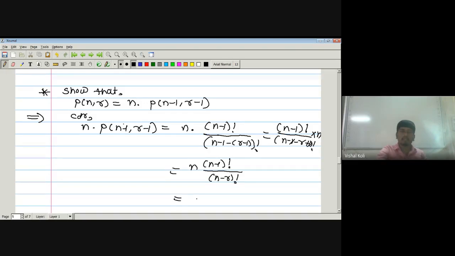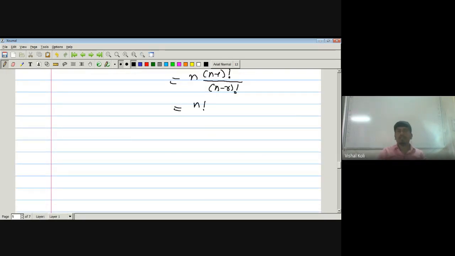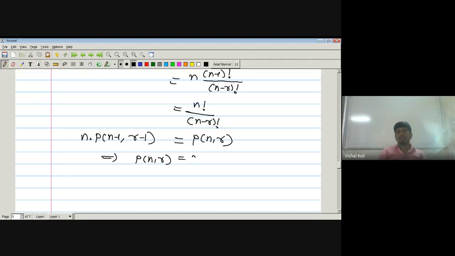But n into (n minus 1) factorial is nothing but n factorial divided by (n minus r) factorial. But n factorial divided by (n minus r) factorial is nothing but the permutation of n different things where r will be taken at a time, which is denoted by P(n,r). So n into permutations of n minus 1 things where r minus 1 will be taken at a time is nothing but this, which implies nPr is nothing but n into P(n minus 1, r minus 1), and that is the required value.